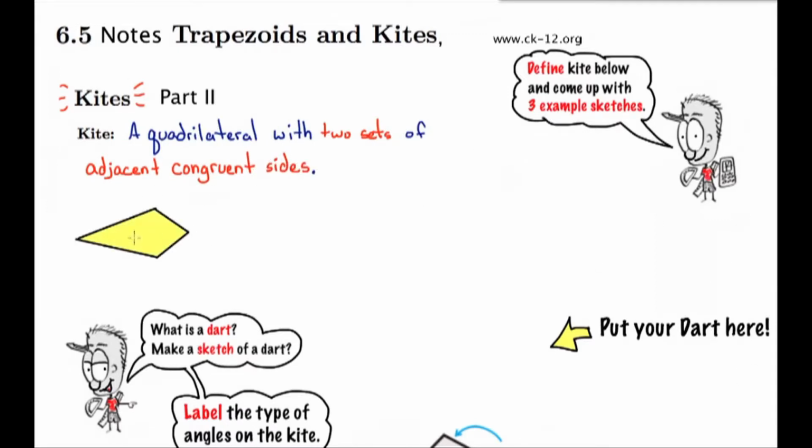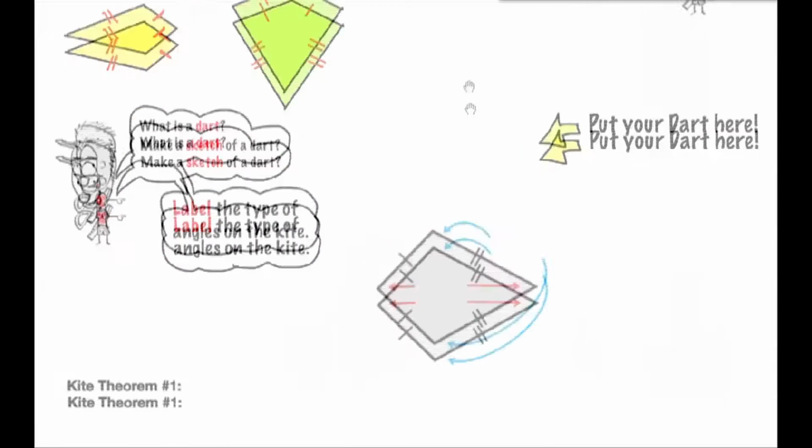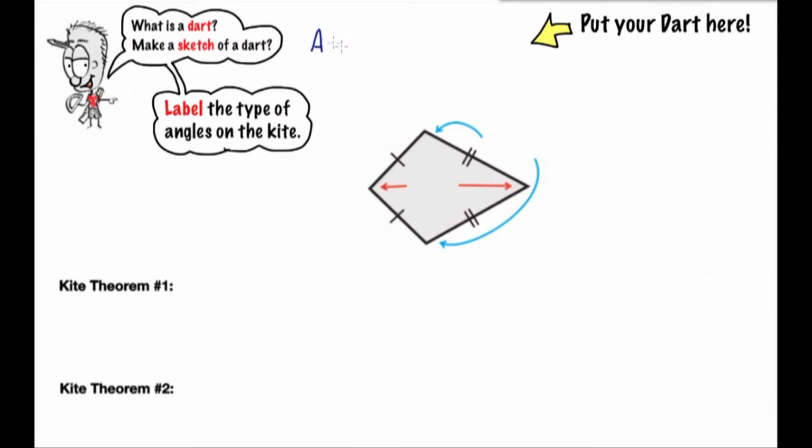So let's draw a kite here. The two adjacent sides are congruent. Okay, so a dart is also a type of kite. It is a kite that is concave, as we see here. Here's an example of what a dart looks like.